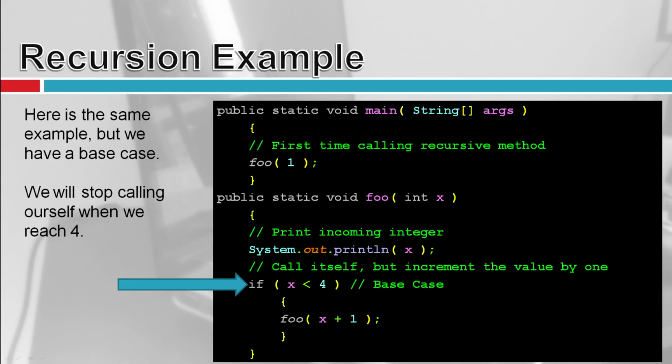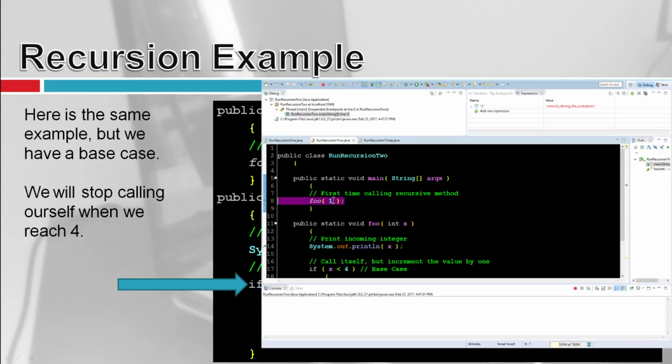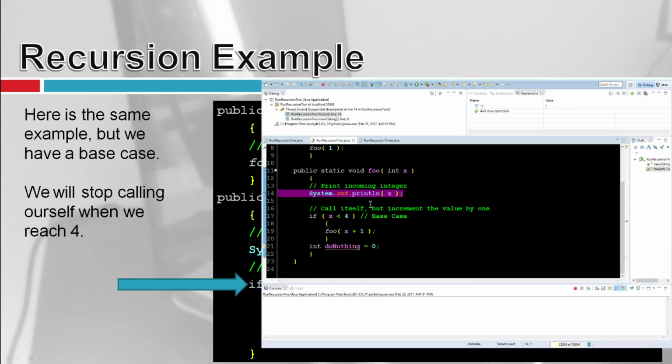So what do we mean by the base case? Well, here's the same function, but we're adding an additional statement to make sure that the function stops. Notice we'll keep looping until x is equal to 4. We're going to start off with 1 again. We're going to step into it.